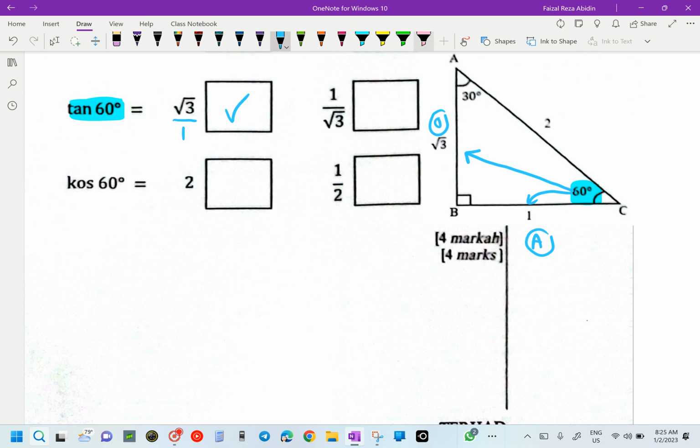Okay, next we are going to look at cos 60 degree. Over here. Okay, so it's going to be adjacent and hypotenuse. A and H over here, 1 over 2. 4 marks given for 1 correct answer. Can, girls? Thank you. Next.